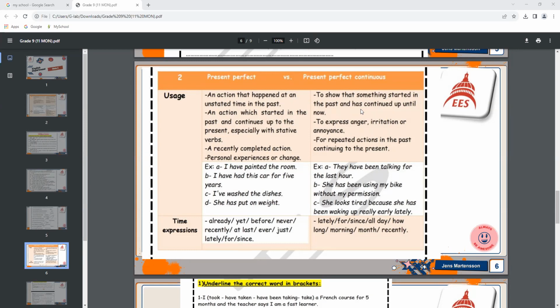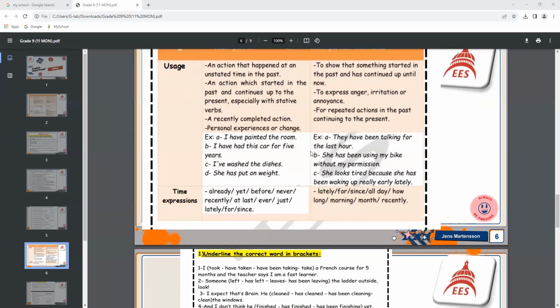What if I wanted to catch a difference? Look at this example. I have painted the room. This means that I finished painting it. The action is completed in the past, but I can see the different colors on the walls. But what if I said I have been painting the walls for 2 hours? This means I haven't finished yet. I am still in the middle of the action. I'm still painting the walls.